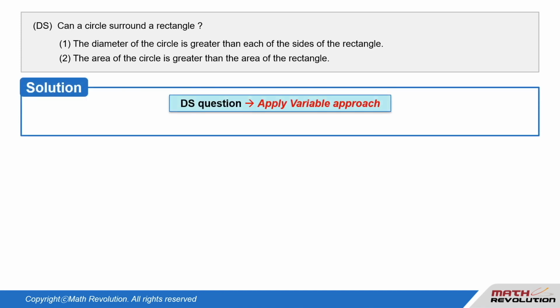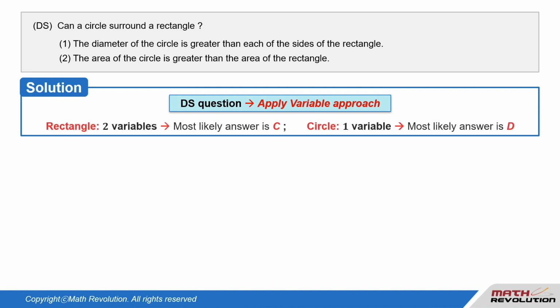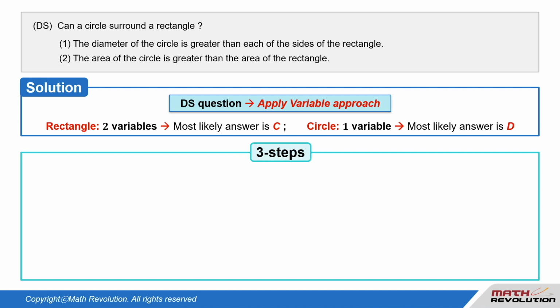Solution. Let's solve this DS question using the variable approach. A rectangle has two variables, so C is the most likely answer, and a circle has one variable, so D is the most likely answer. Let's apply the 3 steps suggested previously.